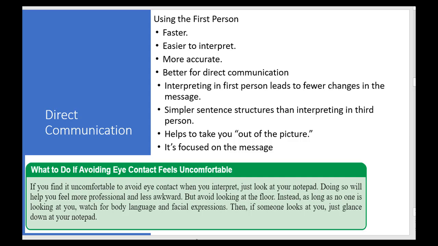It also helps take the interpreter out of the picture, right? If you're constantly saying he said, she said, then clearly there's another person there. Whereas if you use the first person, then the interpreter is sort of taken out of the picture. And when you're not having to change sentence structure, when you are not having to add that additional he said, she said in the language, that allows you to focus on the message instead of on the conjugation.